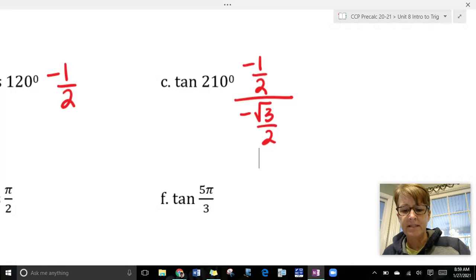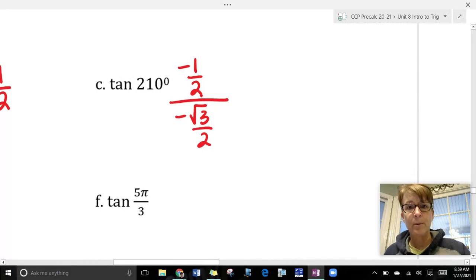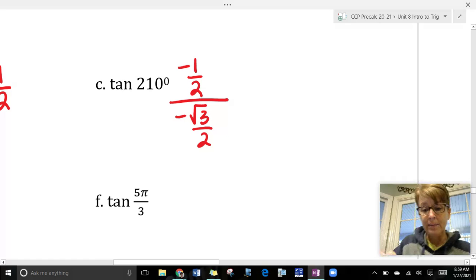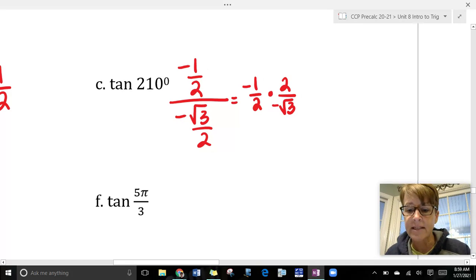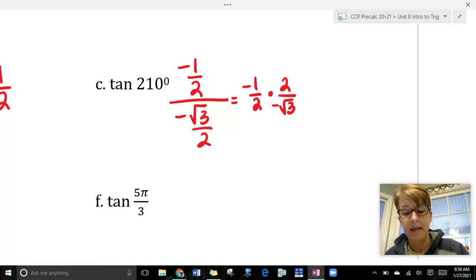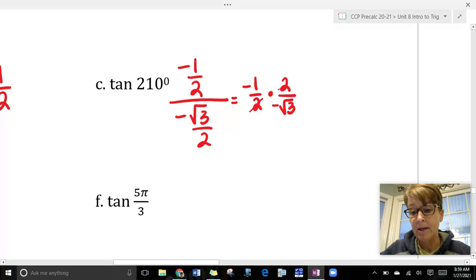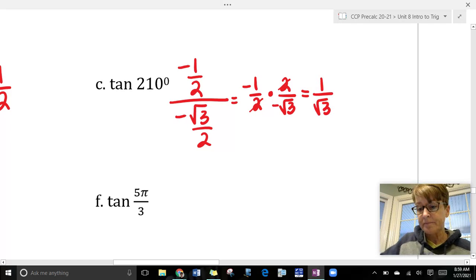This is really just a division of fractions. And remember, if you want to divide fractions, you keep the top one the same. We multiply by the reciprocal of the second fraction. So the -1/2 stays, I'm multiplying, and I'm doing the reciprocal of the -√3/2. Do you notice that there's a 2 on the bottom and a 2 on the top? They will cancel out. So it looks like, got a negative times a negative, so a positive, 1/√3.